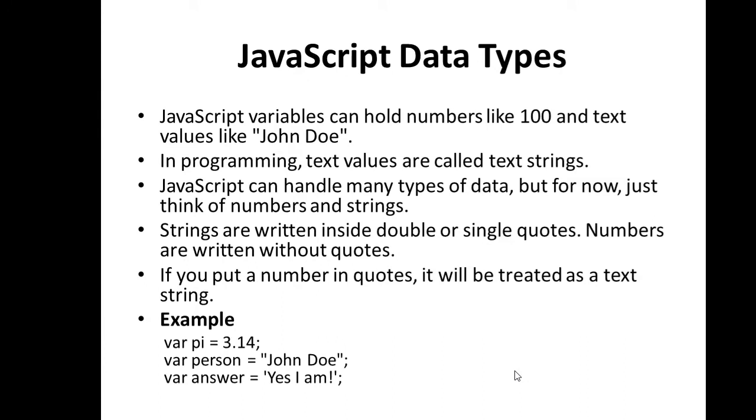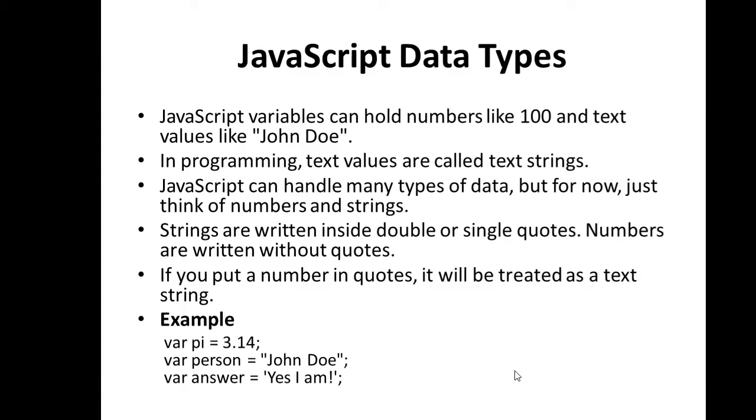JavaScript data types. JavaScript variables can hold numbers like 100 and text values like John Doe. In programming, texts are called text strings or just strings. JavaScript can handle many types of data, but for now, just think of numbers and strings. Strings are written inside double or single quotes. Numbers are written without quotes. If you put a number in quotes, it will be treated as a text string.